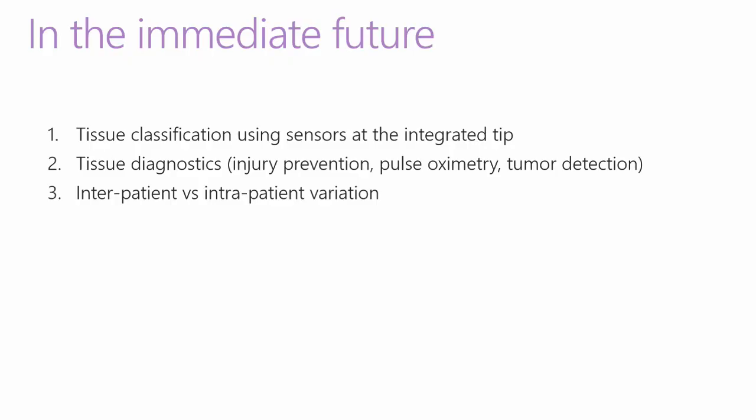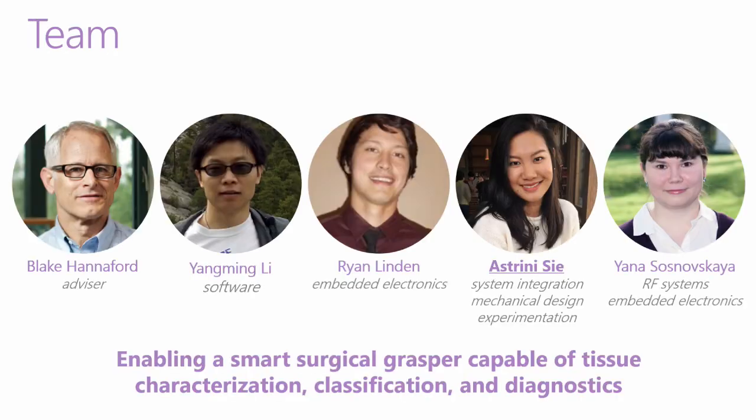Moving on from this, what we'd like to do is perform a more robust tissue classification using the 3 sets of sensors at the grasper jaws. We'd also like to perform tissue diagnostics, which include differentiating cancer tissue from healthy tissue and measuring tissue oxygenation level, which is pulse oximetry, as well as applying closed-loop control for the force applied to tissue so that no injury can happen to tissue. With that, I would like to conclude, and I would like to thank my team members for their tremendous help and contribution in this project. Thank you.